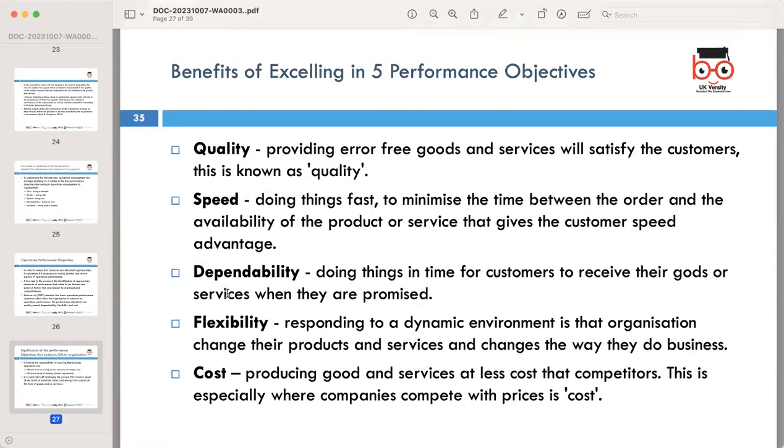Then we talk about dependability, doing things in time for customers to receive their goods or services when they are promised. Dependability means that customers can rely on your organization to receive their goods and services as and when promised. So this may not affect the chances of a customer selecting the service as they have already consumed the product. It influences whether the customers return to make a future purchase or recommend your business.